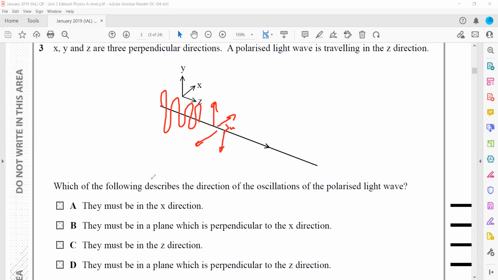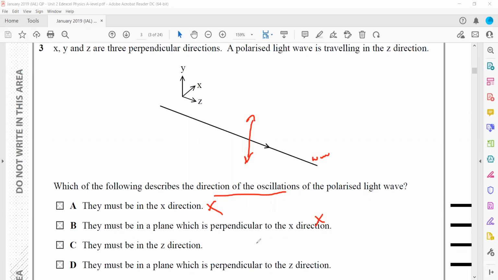So, options. It must be in the direction of X? No, it can be in X, it can be in Y. They must be in the plane perpendicular to X? No, they are not in a plane perpendicular to X. They must be in a plane which is perpendicular to Z. They must be in the Z direction? No. In plane polarized light, the direction of the wave and the direction of the vibration should be 90 degrees. So they must be in a plane which is perpendicular to Z. That is right, so D is the right answer.